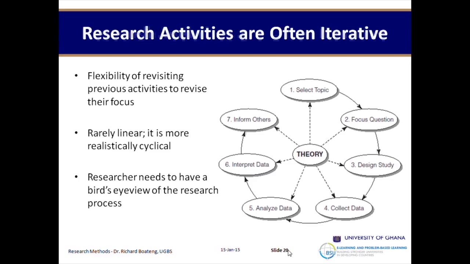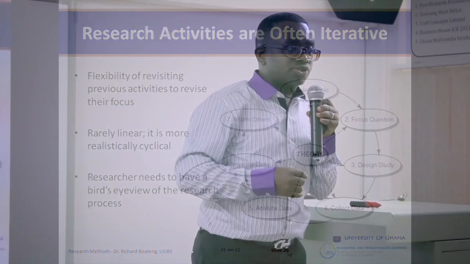Good. Because of this, we say that the researcher has to have a bird's eye view of the research process. That means that whenever you choose a topic, you should ask yourself, what is the maturity level of the data source? Be able to answer that. Do you even have access to the data source?